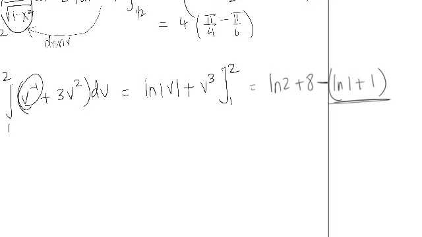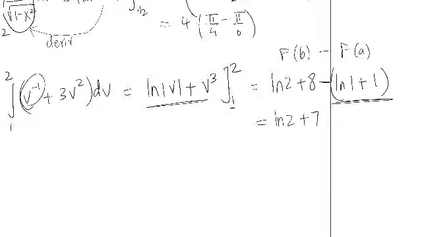Make sure you put that second piece in parentheses. It's minus all of that evaluated there, right? This is like my F of b minus big F of a. Okay, and so I get ln 2 plus 7, my final answer.